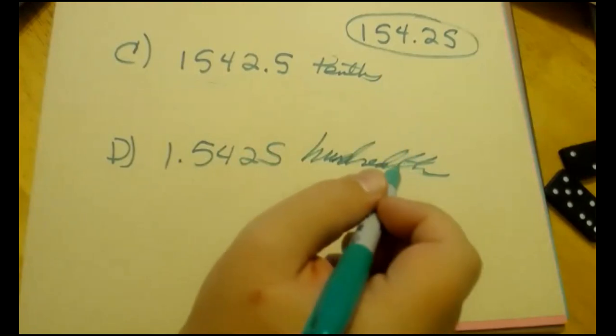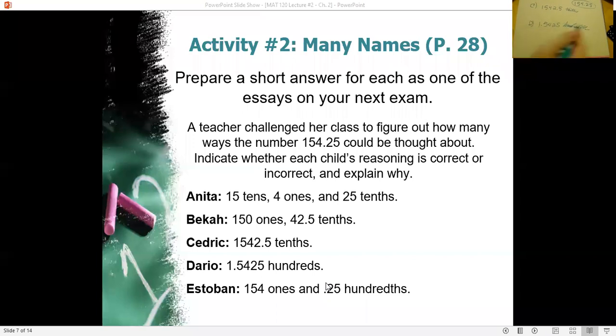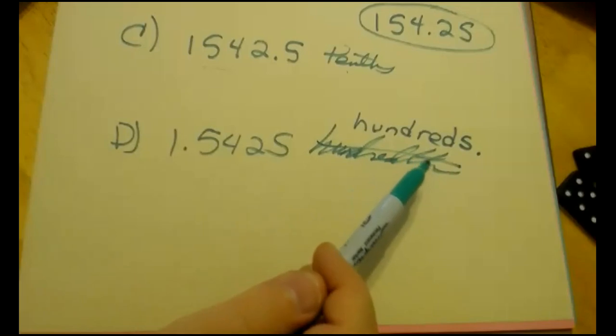Oh, wait a second. This says hundreds. Hold on, guys. Excuse me for a minute. I think I made a small mistake writing this down. Take a look again here. Notice that Dario is not saying hundredth. He's saying hundreds. Let me write that very clearly. Right? Hundreds. We have tenth and hundred there. So keep that in mind, okay? And that does make a significant difference. It's important to notice that.